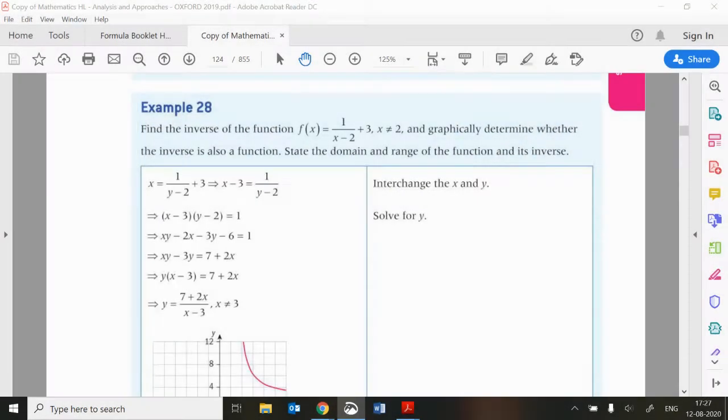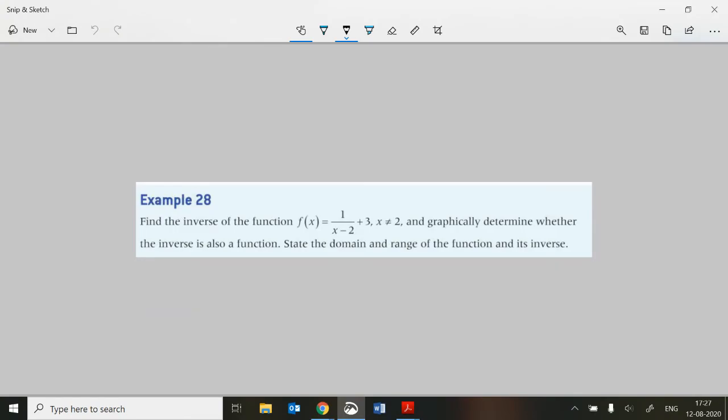Okay, example 28 says find the inverse of the function here, where x is not equal to 2, and graphically determine whether the inverse is also a function. State the domain and range of the function and its inverse. Okay, so same technique. So let's first of all say, well, we've got y equals 1 over x minus 2 plus 3. And there's this condition, of course, that x is not allowed to be equal to 2, because otherwise you'd have a 0 on your denominator there, which is not allowed.